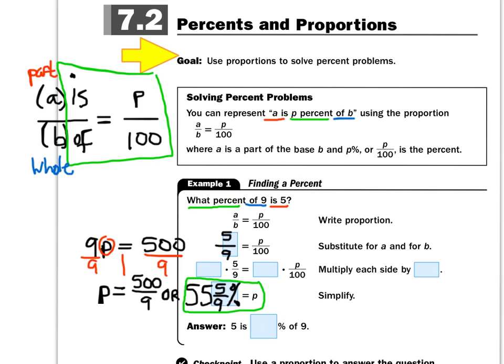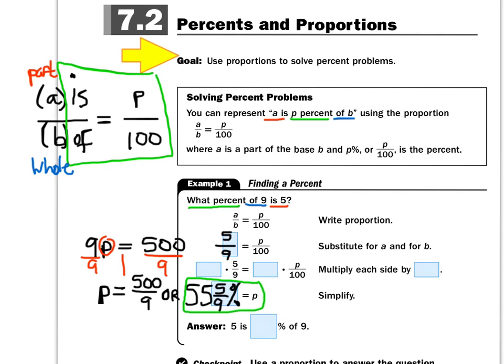What percent? So underline that in green. We don't know the percent. And then of is the base, the blue, and then is the red. That's the part. Okay, so set up your proportion. So is over of equals percent over 100. The is 5. The of is 9. I put that down here, equals P over 100.